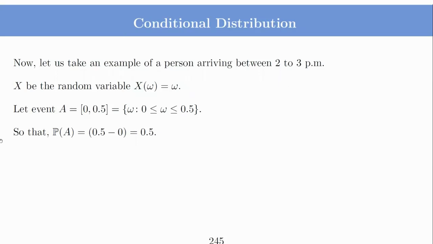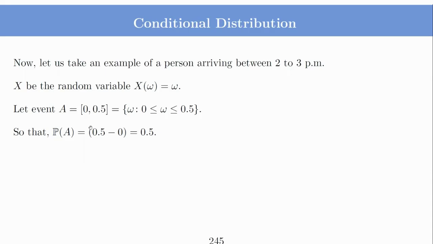So let's see one example. Let us take a case where a person is arriving between 2 and 3 p.m. and his arrival is a random outcome. The sample space will be from 0 to 1, where 0 denotes 2 p.m. and 1 denotes 3 p.m. Then let's define X as a random variable, X omega equal to omega, so omega denotes the arrival of the person in hours.